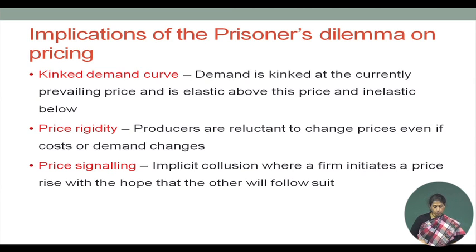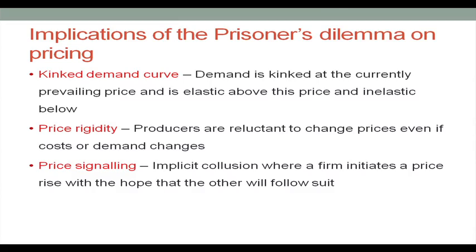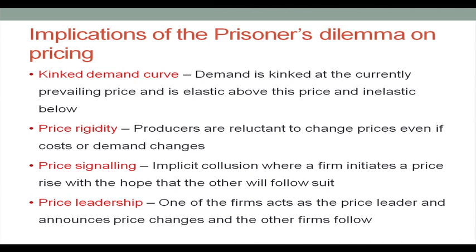Another two more things can happen because of the prisoner's dilemma on pricing. Since all the firms are acting with this prisoner's dilemma in an oligopolistic setup, it is possible for the firms to go for tacit collusion. That is possible, and two examples are, one is price signaling, the other is called price leadership.